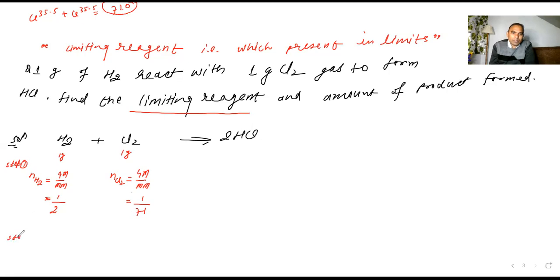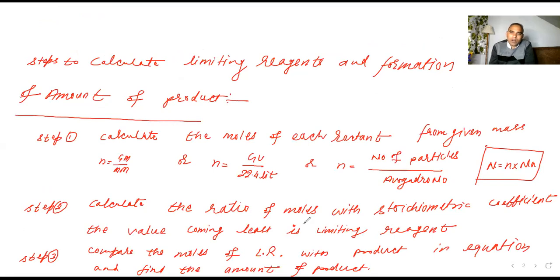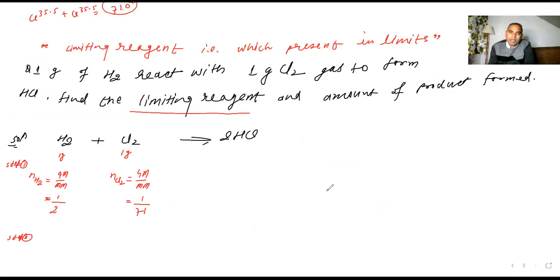Okay, step number 2. In step 2, they are talking about the ratio. Ratio of what? Ratio of moles with stoichiometric coefficient. The stoichiometric coefficient here is 1, where nothing is written it means 1, and here nothing is there so it means 1. Here how many are there? 2. So we are calculating the ratio: 1 by 2 divided by 1, and here also 1 by 71 divided by 1. So again it is going to be 1 by 2, and here 1 by 71.